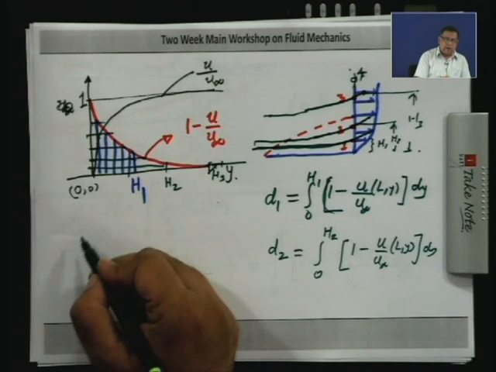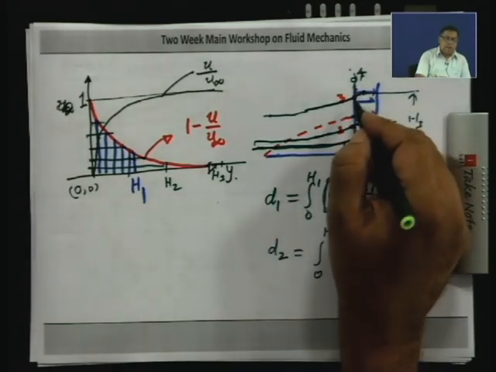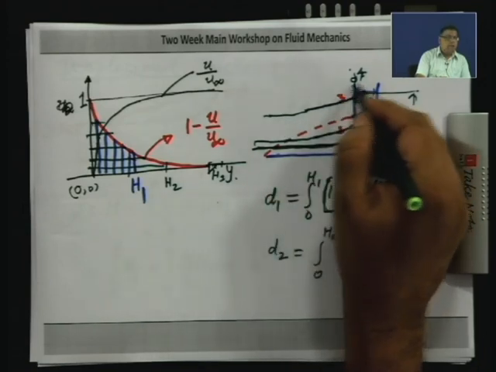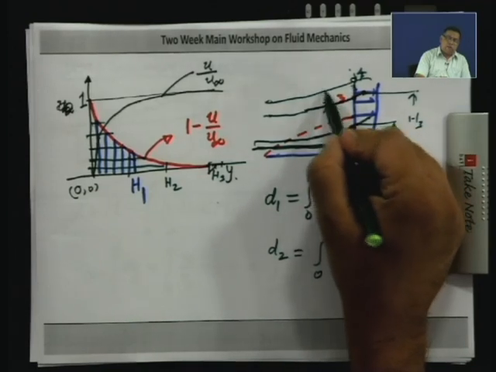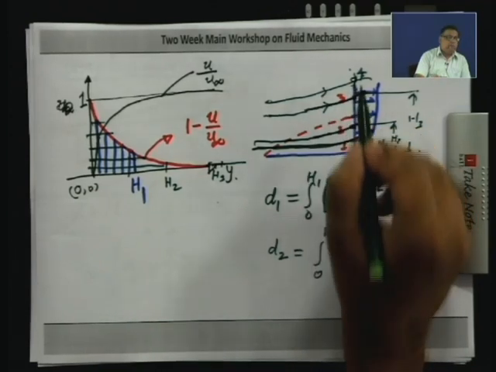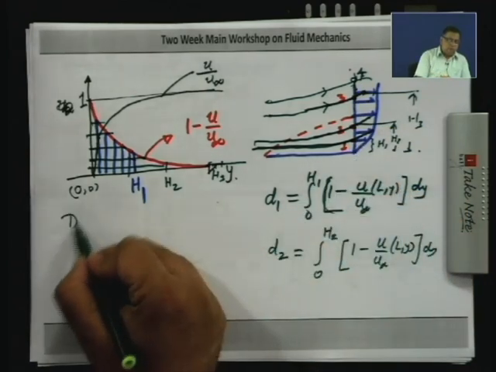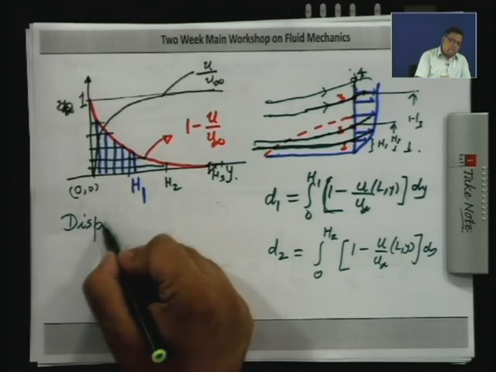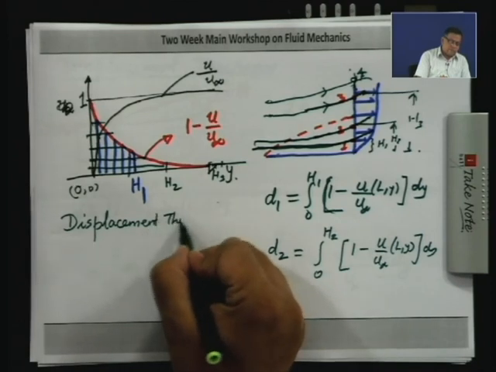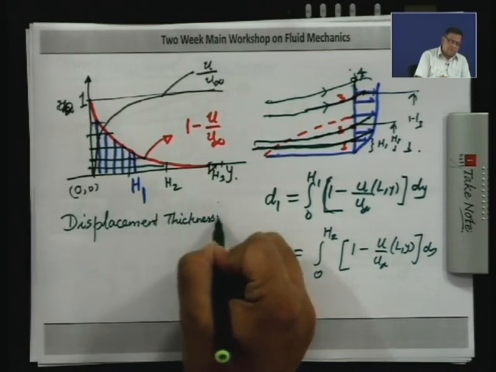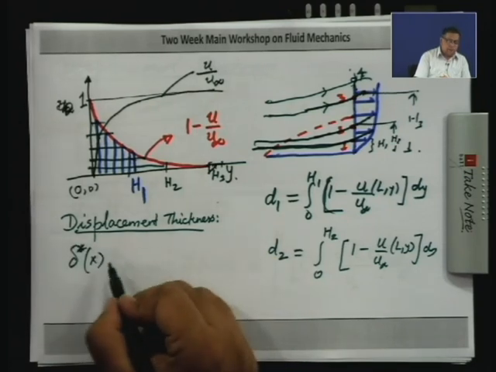So, what you see is that if you take this point to be outside the boundary layer, then the displacement of the streamlines is going to be constant. So, if I take 2 streamlines which are outside the boundary layer, they are both going to be displaced by the same amount, and that is what we call displacement thickness. We will call it delta star. This is a function of x, not of y.